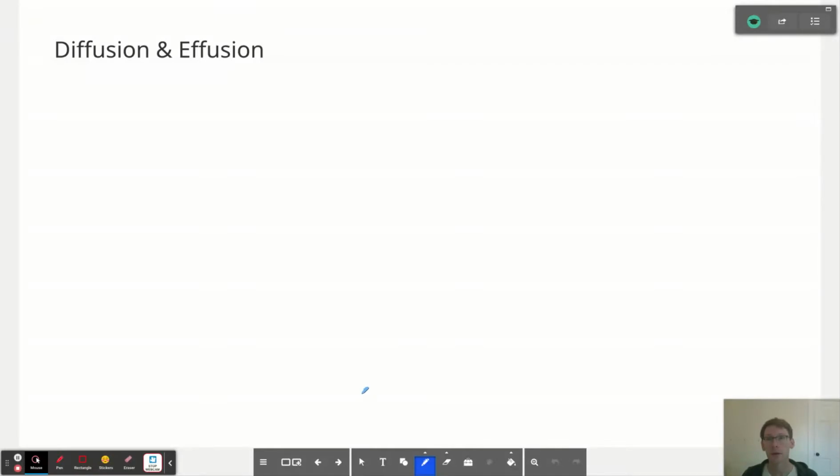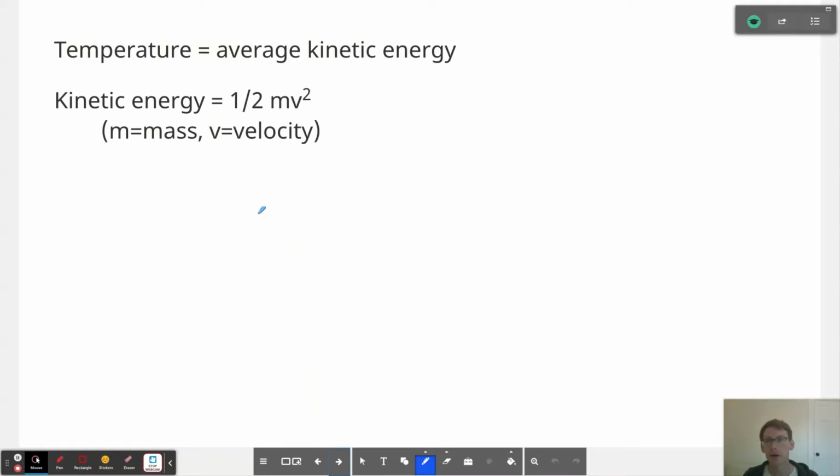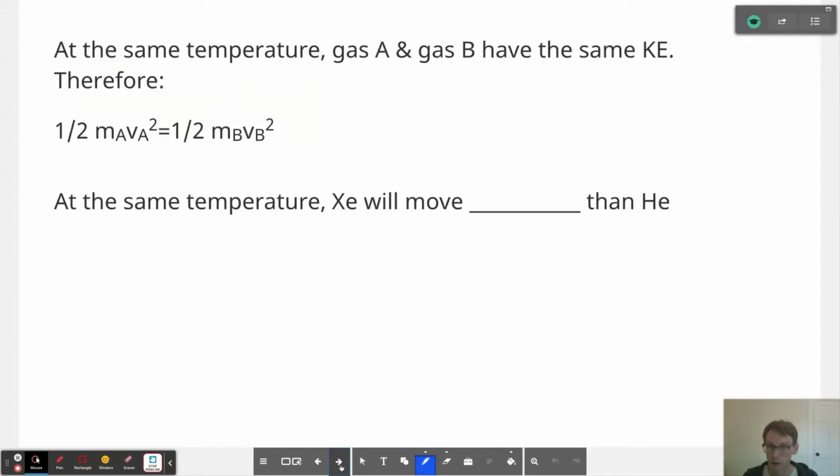In this video, we're going to learn about effusion and diffusion. So you may recall that temperature is the average kinetic energy in a sample of many molecules. And you may also recall that kinetic energy is equal to 1/2 mv squared, m being the mass and v being the velocity of whatever we're considering.